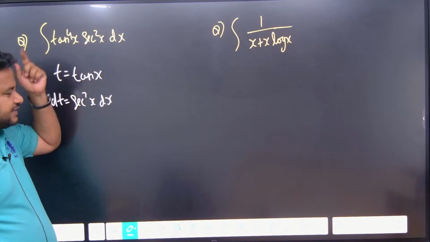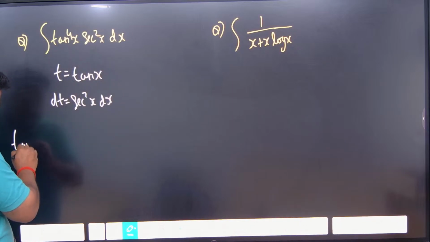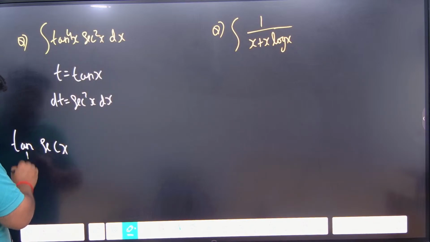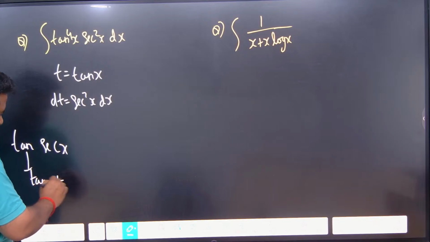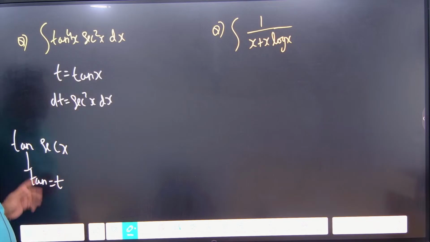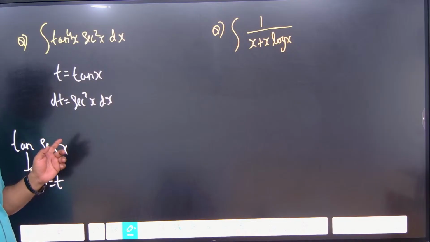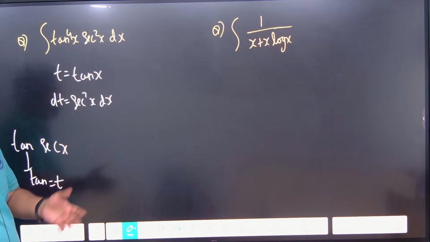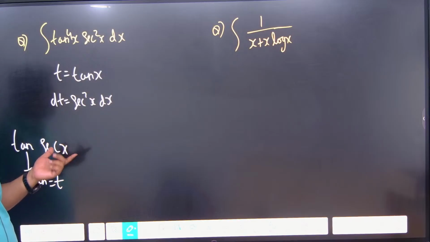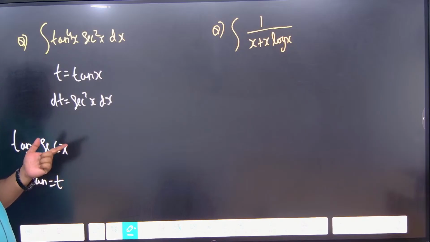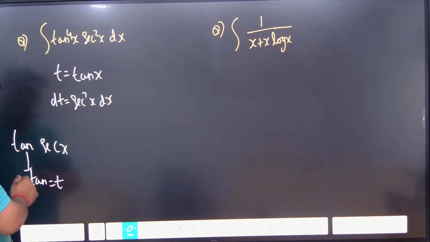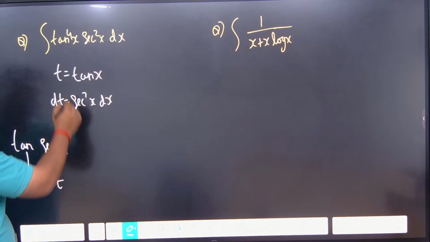Whenever tan and secant are there, always take tan as t. This is the key point. Previously I told you, whatever is in the denominator, take it as t. The second point I am telling is, whenever tan and secant are there, take tan as t. Suppose we have cot and cosecant, you should take cot as t. So this will become secant square x dx. Now what will this become?